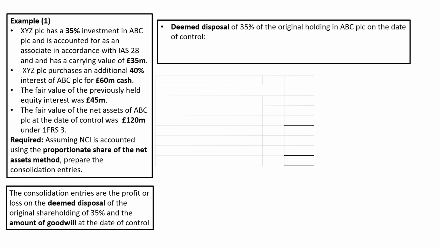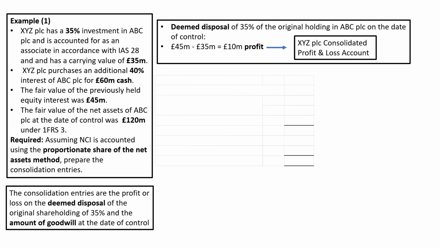Let's look at the deemed disposal, which is working 1, of the 35% of the original holding in ABC PLC on the date of control. So we have the fair value, which is $45 million, and the original holding was worth $35 million, to give us a $10 million profit. And this amount will go to XYZ PLC's consolidated profit and loss account.